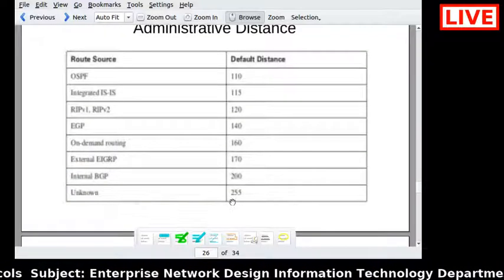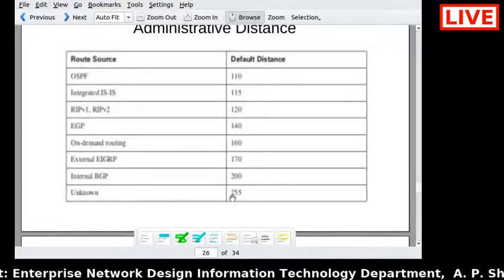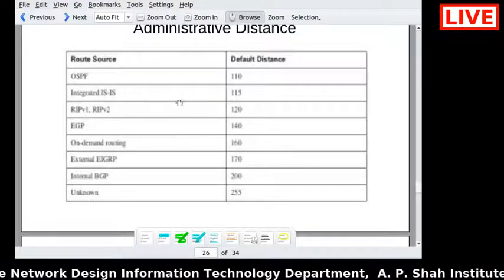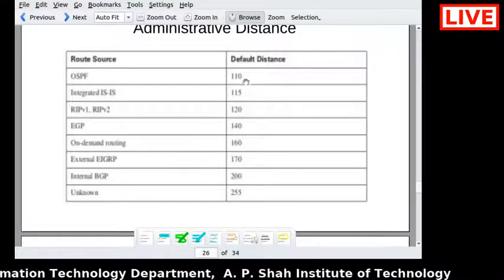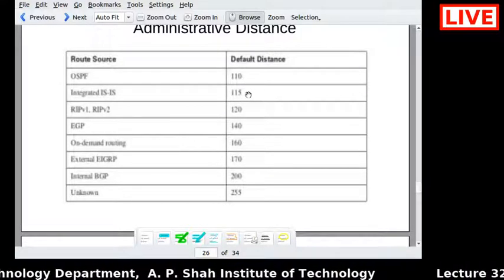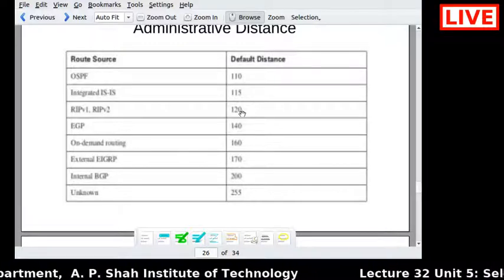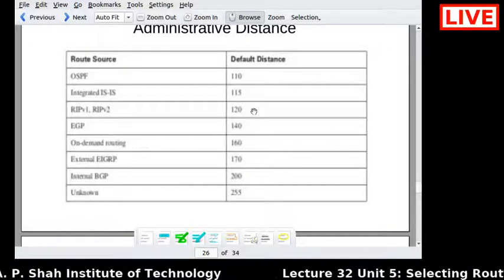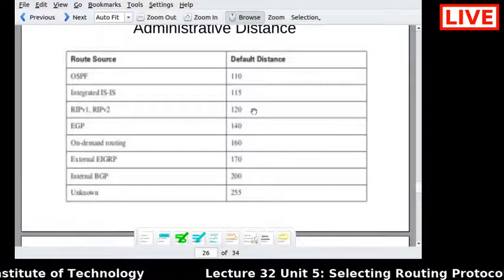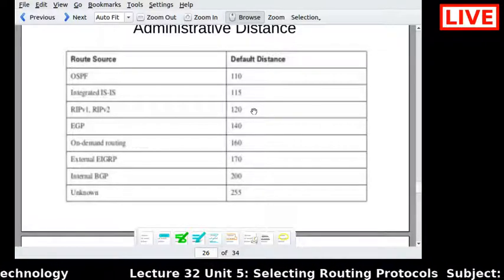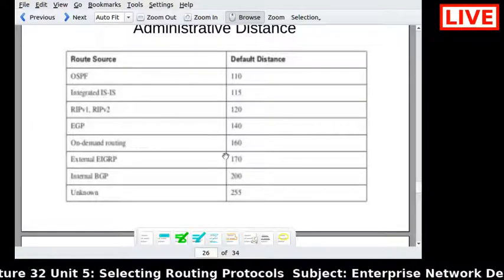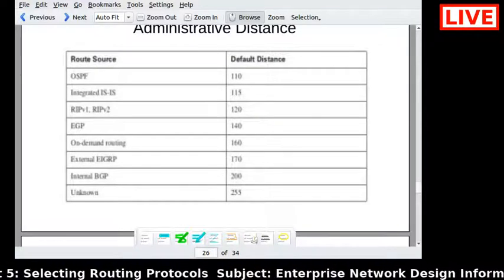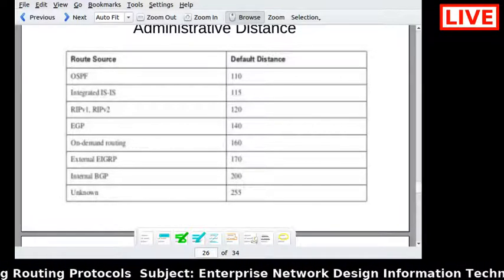Then, among the dynamic routing protocols we have studied, OSPF has a default administrative distance of 110, integrated IS-IS has 115, and RIP v1 and v2 have 120. This administrative distance is used to select the best path, to calculate the best path.